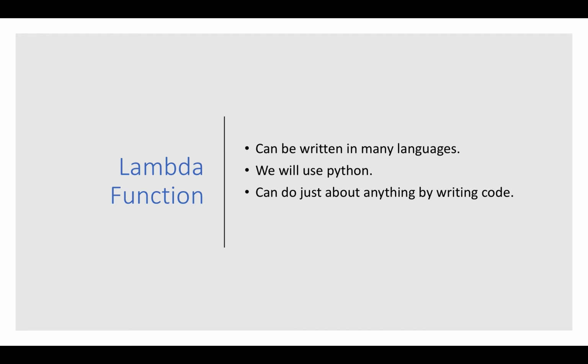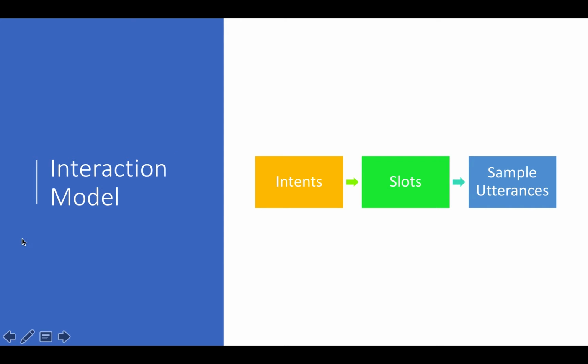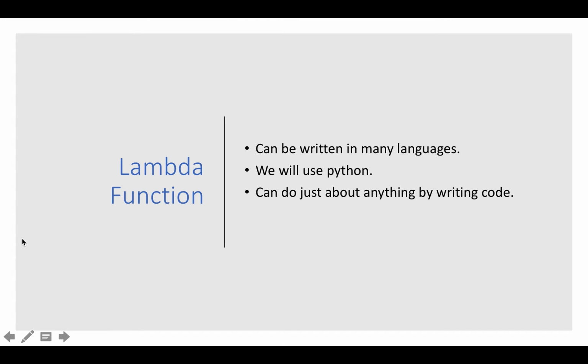Now, we just talked about the interaction model, which is like the front end of the skill, right? We interact through that template, through that model. Now, Lambda is on the back end doing the actual work. This is where I can use many languages, like JavaScript, Python, Go, Java. In this case, we will be using Python.